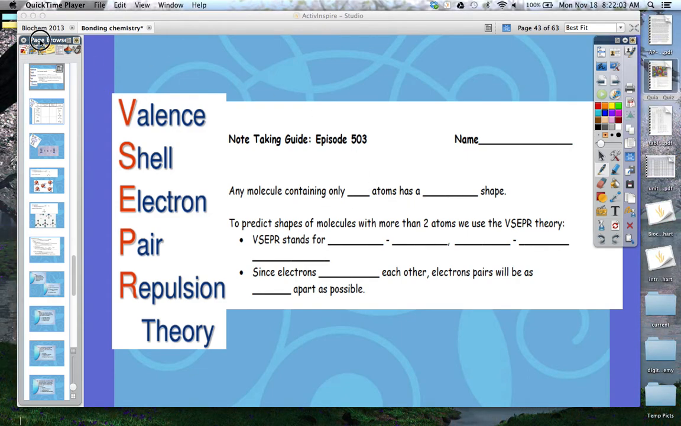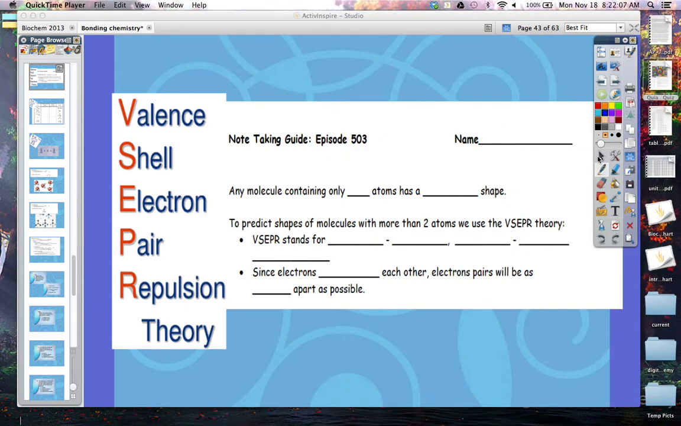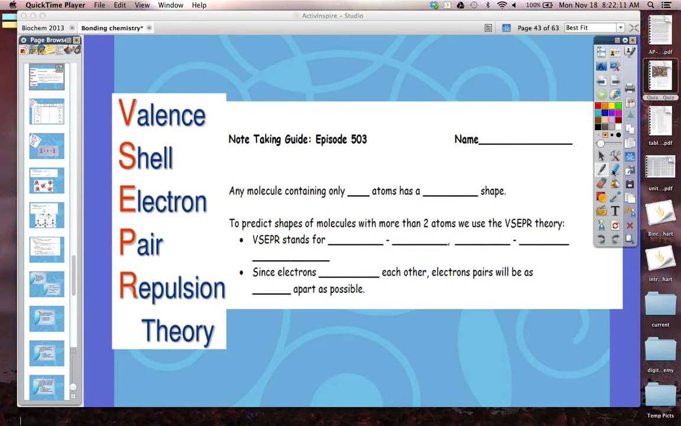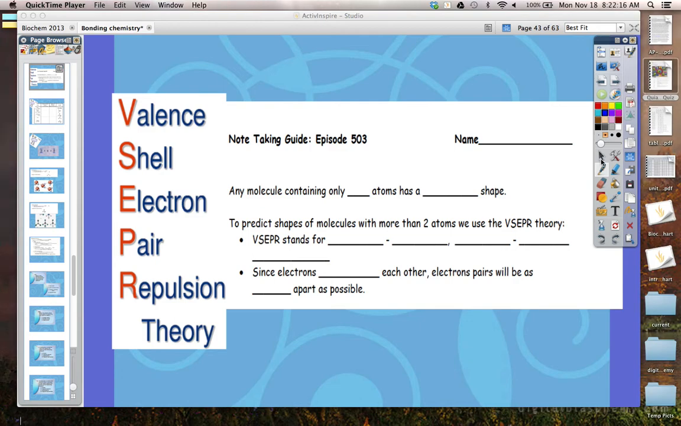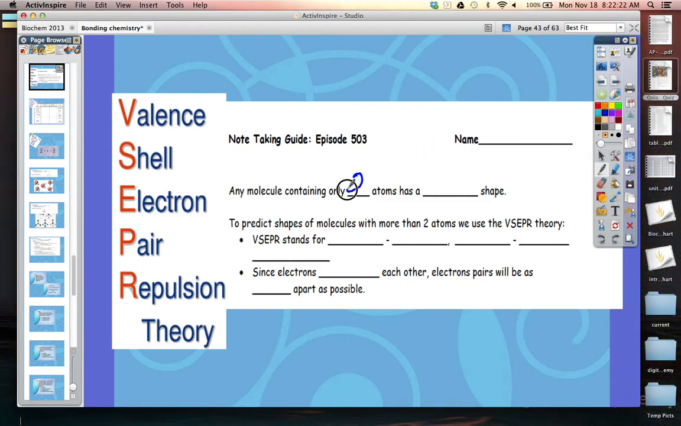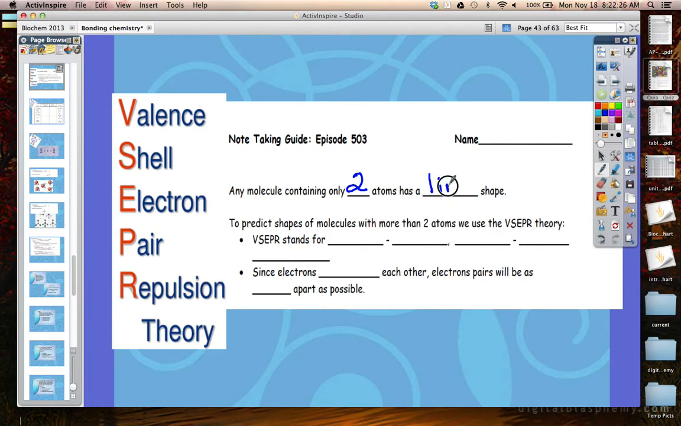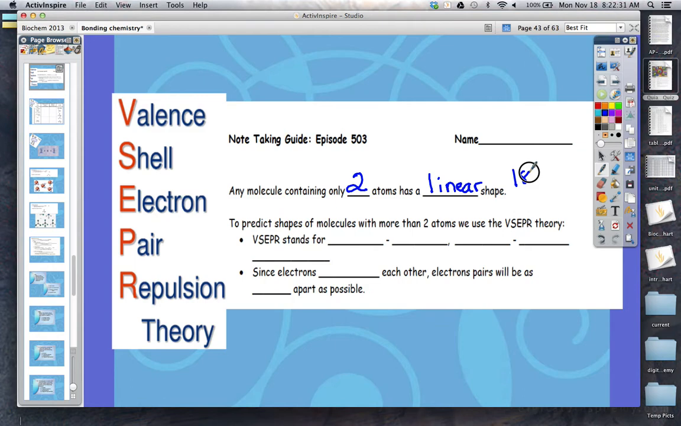This is the video for Unit 4, Episode 503, and this is the one on molecular geometry. So first of all, when we're talking about the shapes of atoms and molecules, if you have two atoms bonded together, then no matter what, they're going to make a straight line, and we call that a linear shape. So anytime we have a molecule with two atoms, we get a linear shape. And so that's the simplest one. This would be a 180-degree angle for the bond.